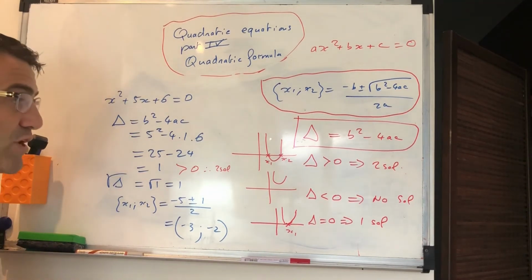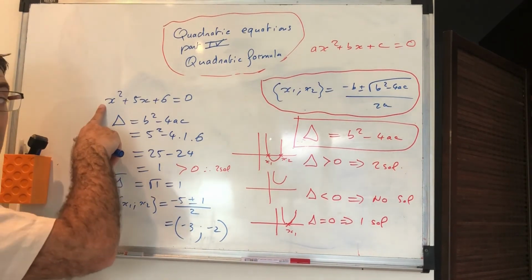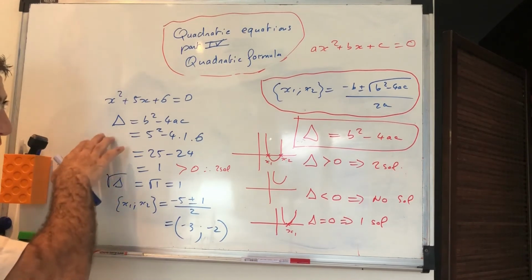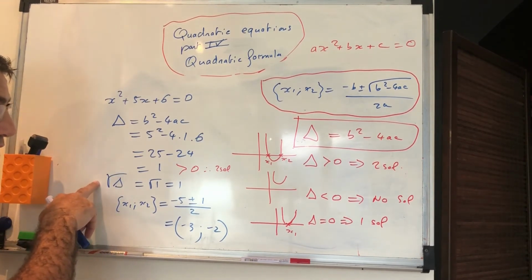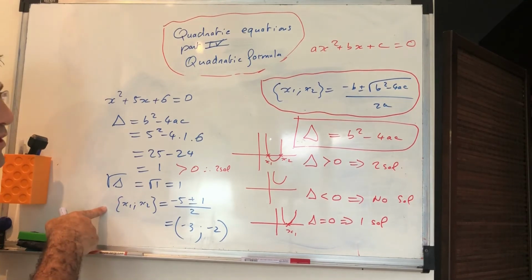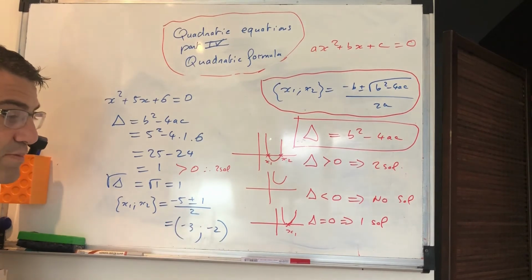Try and figure out if it's facing up or facing down. Again, that's got to do with the value in front of x squared. In this case, these are all facing up. And then apply the formula. So the square root of delta here was 1. And we applied the formula, minus 5 plus or minus 1 divided by 2. And we found these 2 separate solutions.